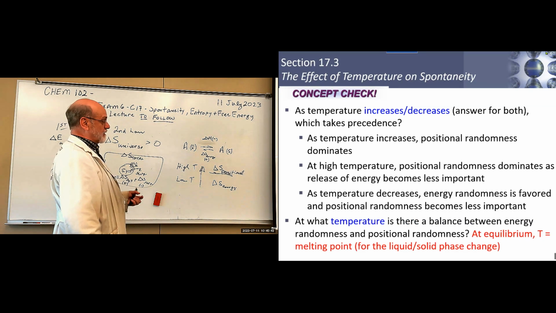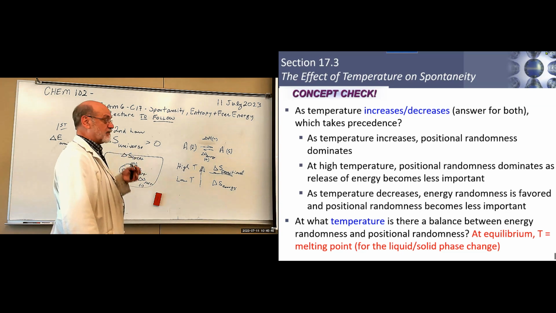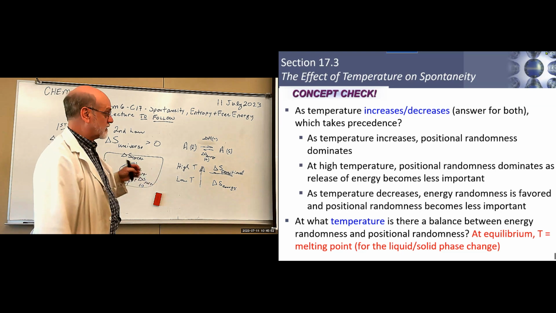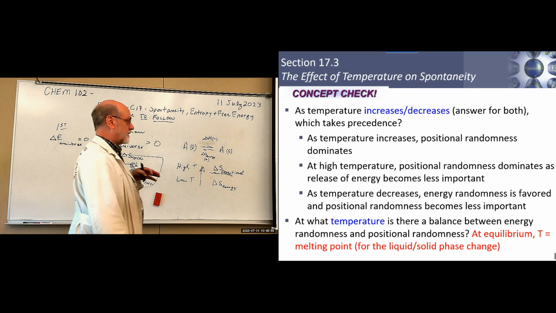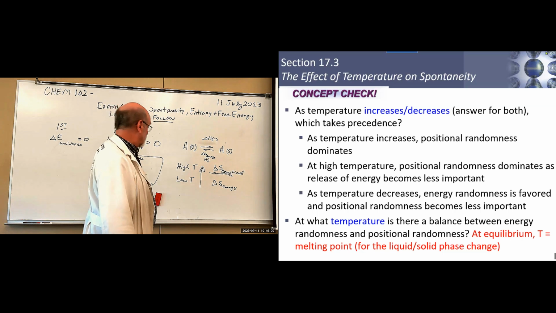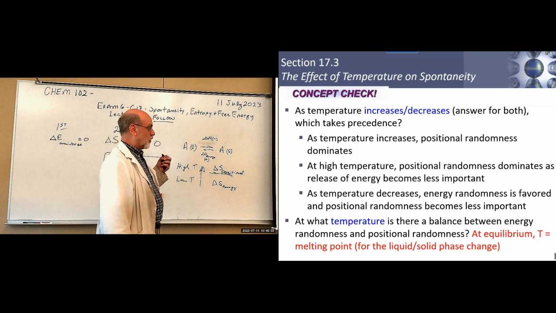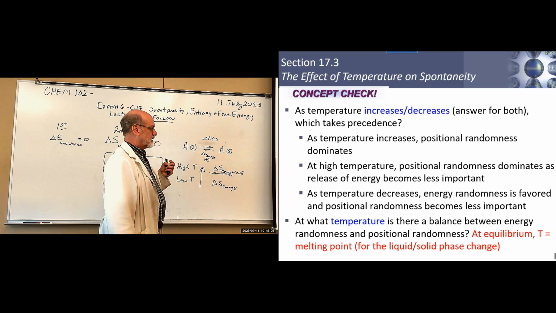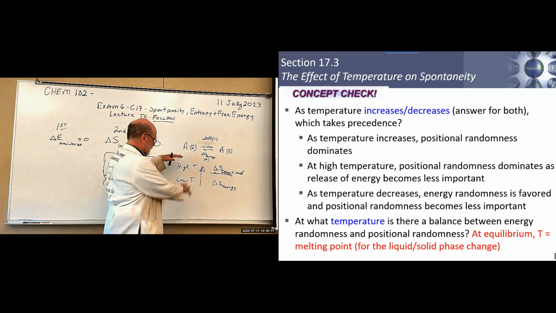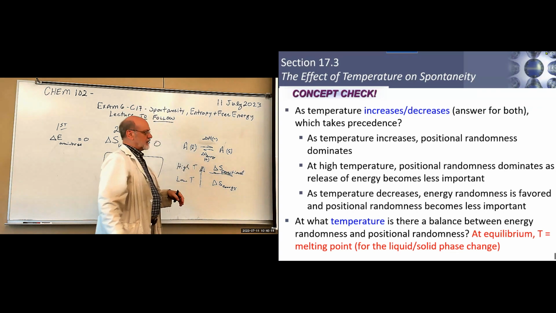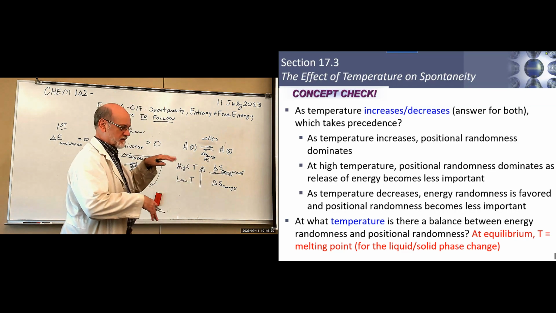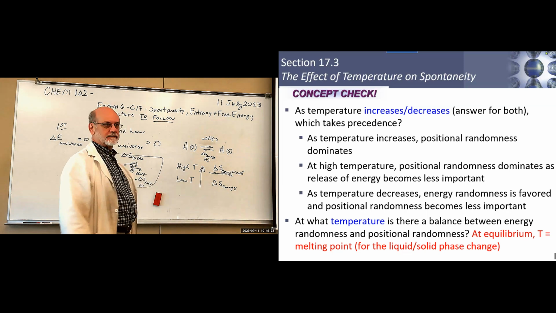So with that thought in mind, at what temperature is there a balance between energy randomness and positional randomness, or energy entropy and positional entropy? At equilibrium, there's a balance between the two. And that equilibrium position for phase changes is at the melting point for our liquid and solid. Or if we were talking about a phase change from liquid to gas, it would be the boiling point.